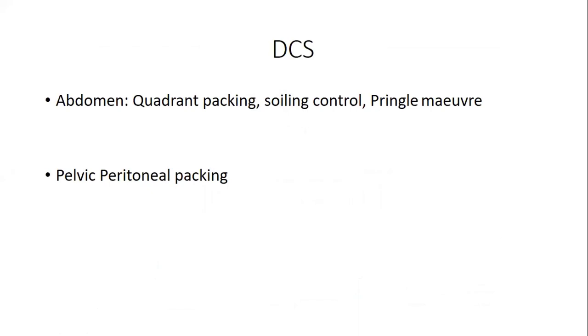Yeah, in the abdomen, we usually do quadrant packing. We do soiling control. We go and get intestinal clamps and clamp bowel loops that will be soiling the abdomen. And there's that maneuver, many times called the Pringle maneuver, where we grab the ligament to the liver to prevent bleeding from the liver, particularly the hepatoduodenal ligament. So grabbing the vascular components in there to prevent bleeding from the liver, the Pringle maneuver. And then we do pelvic peritoneal packing, an incision, lower midline of the abdomen. We can access the abdomen, put a catheter in the bladder.